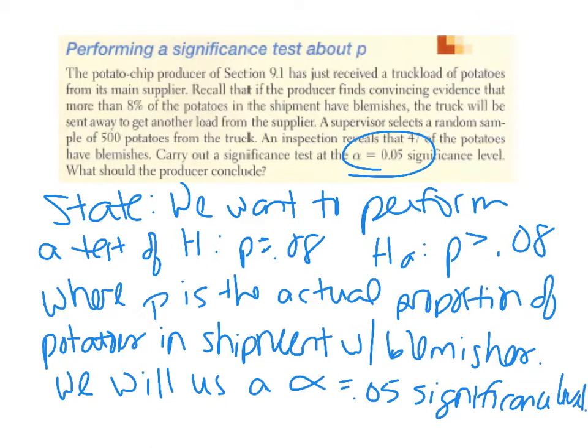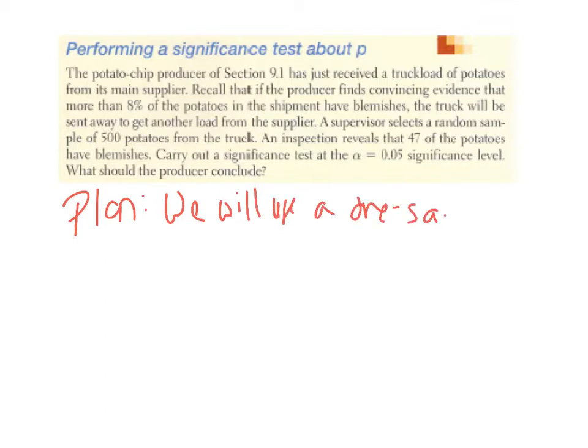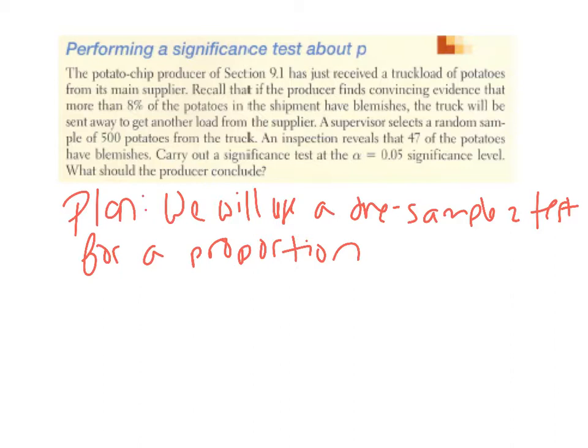Okay, and so from there, we would move on to step 2, which would be the planning part. So in the planning part, let's get rid of all this. All right. So in the planning part, we need to say what we're going to do or what test we're going to use. So we will use a 1 sample z test for a proportion. So I'm using a z-test for a proportion here.